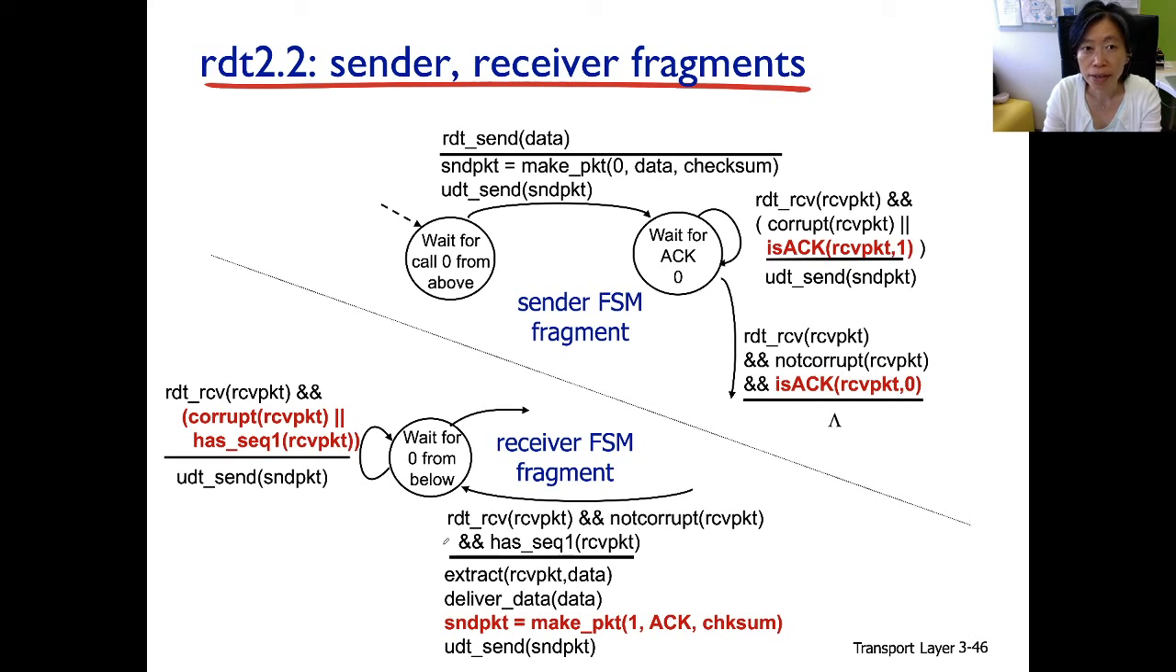And that takes us to the sender side of the finite state machine. So we change this line as well as this line. So this line is what? Expecting 0, so check whether the sequence number equals 0. This is also now is ACK, and this should be carrying sequence number 1.